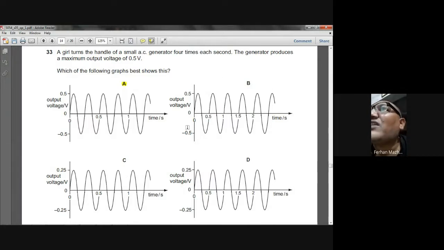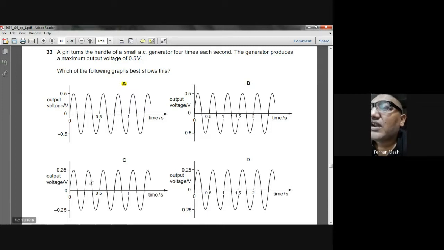Why is this not the right choice? You see, the volt is right. The maximum volt is 0.5 volt. But in 1 second, there are only 2 waves. That's wrong. She was doing 4 revolutions in 1 second, so there should be 4 waves in 1 second. So B is wrong. Why is C wrong?